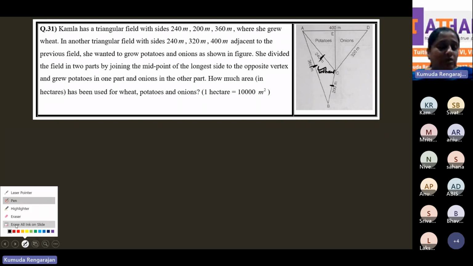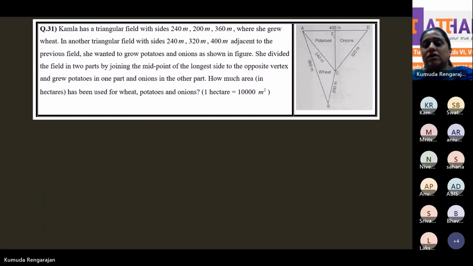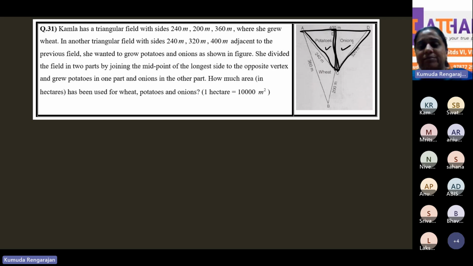Then coming to potatoes and onions. Look at the side here, 240. This one we don't know. This one is 200. This side we don't know. Similarly for the other triangle, this one we don't know, this one is 320 and this is 200. So you cannot find the areas of these two triangles separately because you don't know the length of this side.